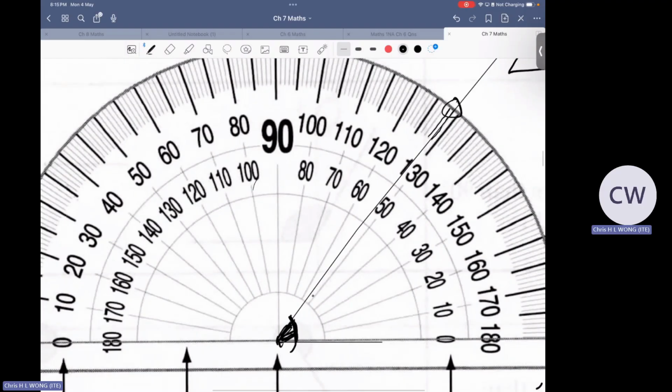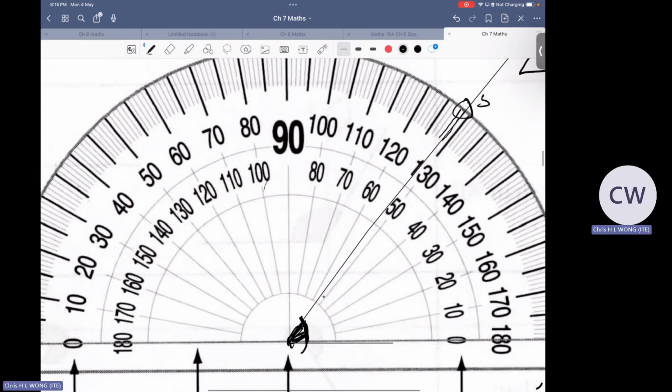If this is 51, from here, if I ask you to tell me what this is, what do you do? Very good. You take 180 minus 51, right? Either you take 180 minus 51, or you take the protractor, put it there, and measure.